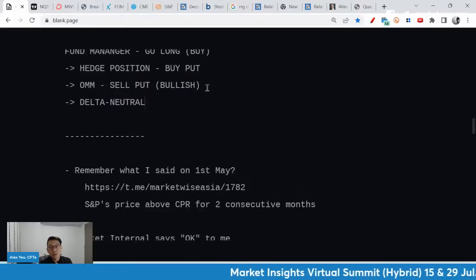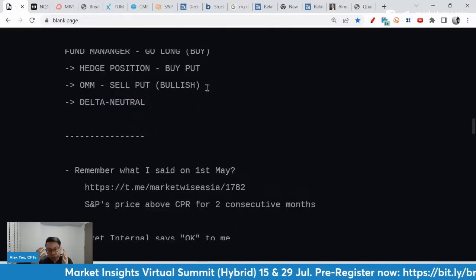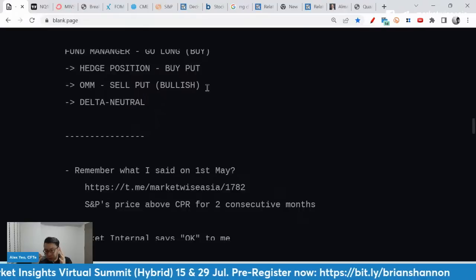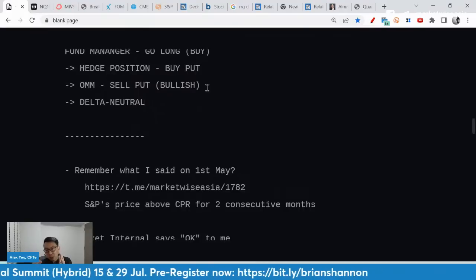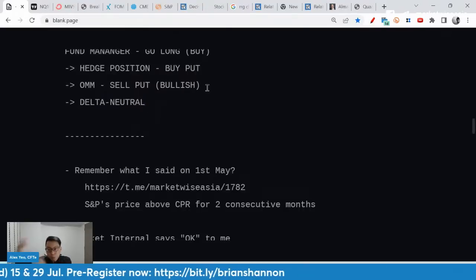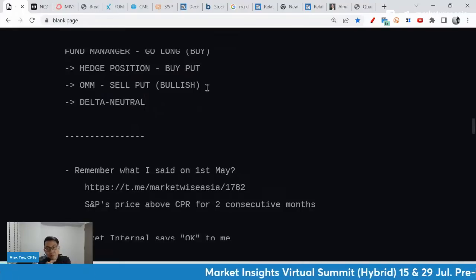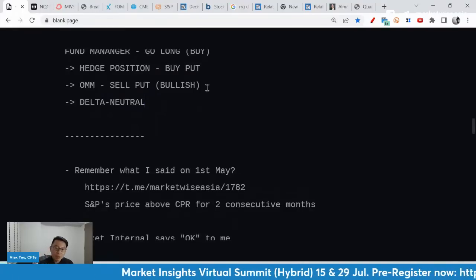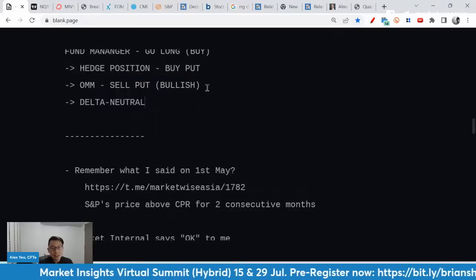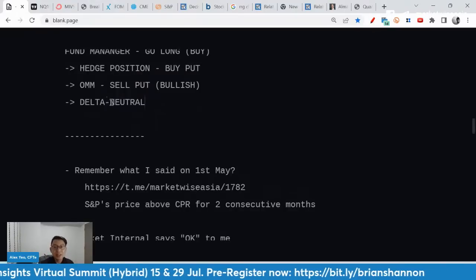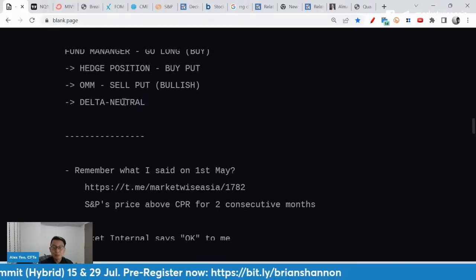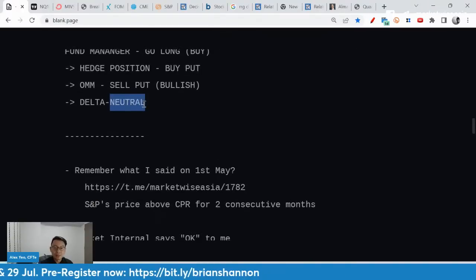Delta, for those who don't know, is in the options grids: if the stock price moves $1, how much will the option's price move? That's the delta. So if the stock price moves up $1 and the option price moves up 50 cents, that's 0.5 delta. If you don't know what delta neutral is, never mind. Essentially, it is just trying to make it neutral. They want to hedge their position as well.